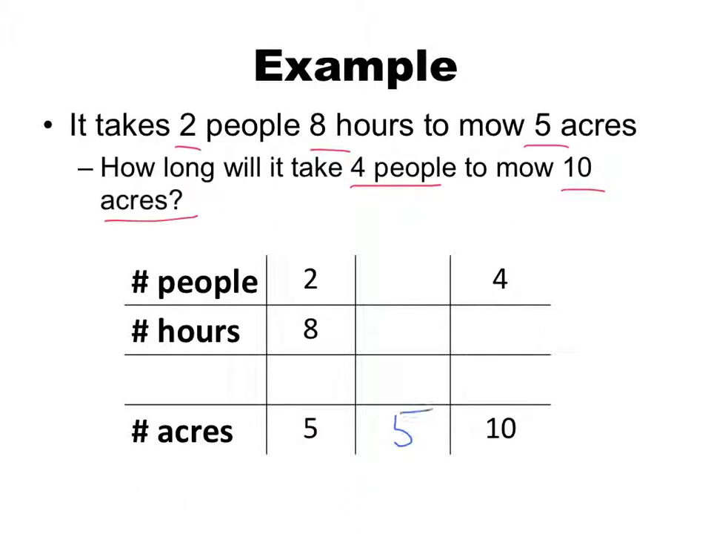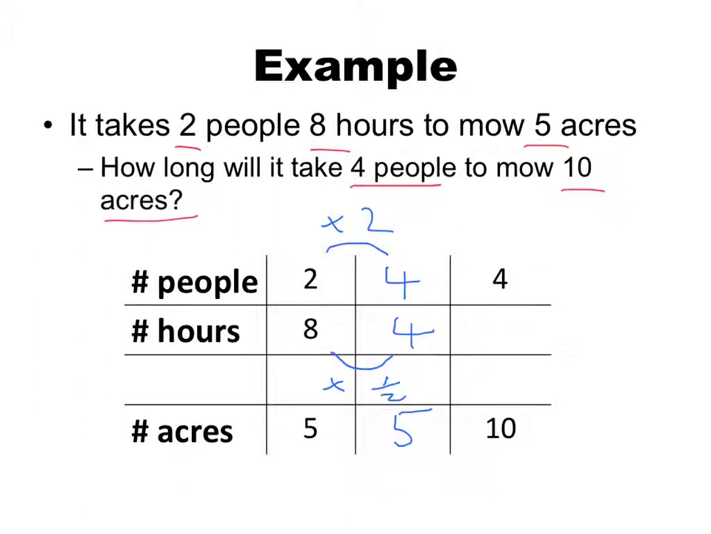So I'm going to put a 5 here, and let's go from a 2 to a 4. So I think, how do I go from a 2 to a 4? Well, I can multiply by 2. Now let's think about what that's going to do to my number of hours. Now we argued that the number of people and the number of hours are inversely proportional. So if I multiply my number of people by 2, I need to do the opposite to the number of hours. So I'm going to multiply by 1/2. And so I'll put a 4 there. So this column tells me that 4 people are going to take 4 hours to mow 5 acres.